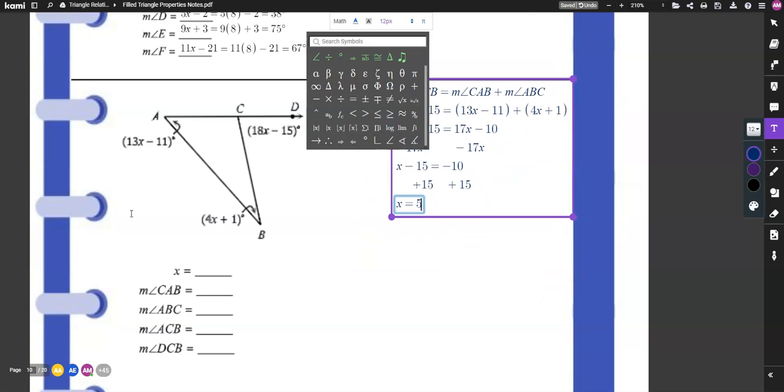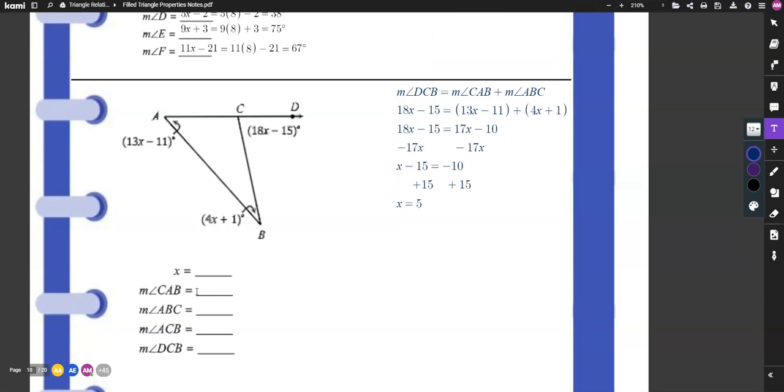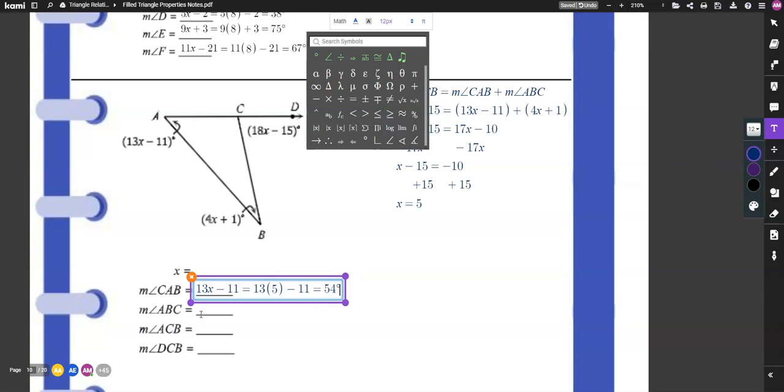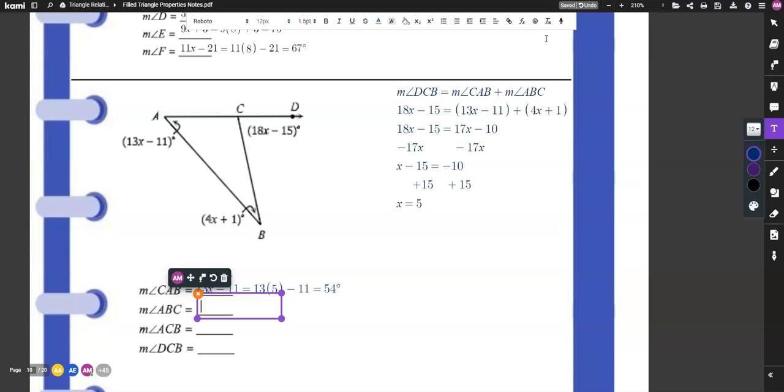We'll then use that information to substitute in for each of the angles that were given here. So for the measure of angle CAB, we have 13x minus 11. 13 times 5 is 65, minus 11 is 54 degrees. ABC is 4x plus 1. So we have 4 times 5, add 1. 4 times 5 is 20, plus 1 is 21.